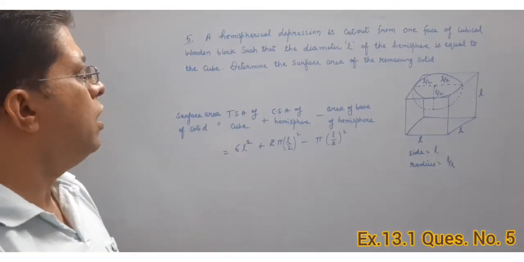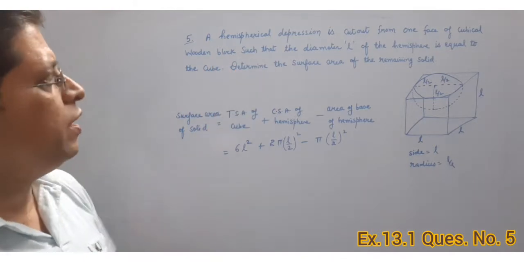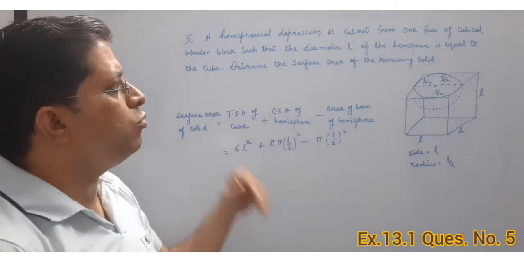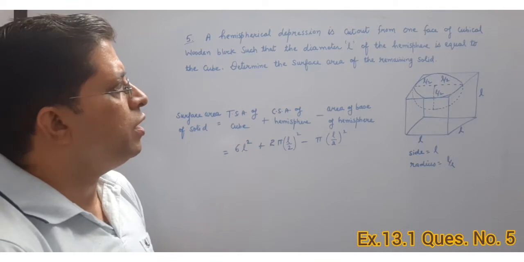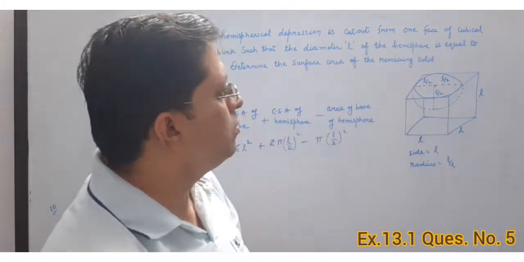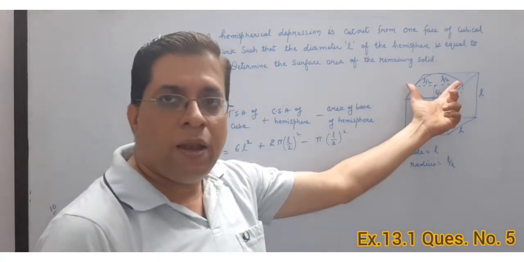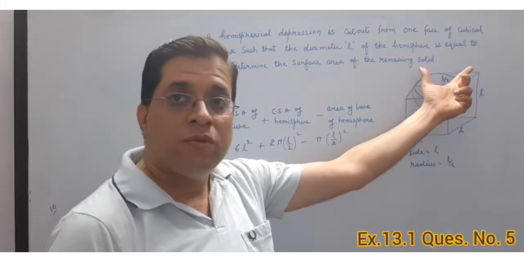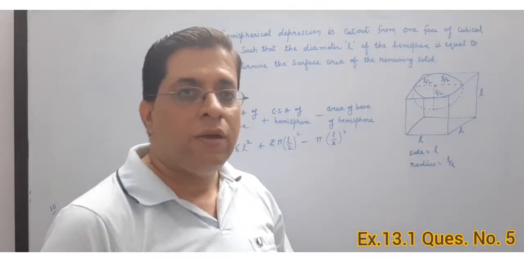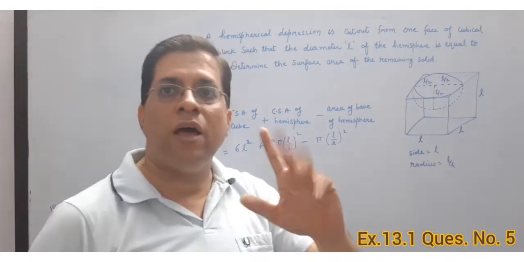Yes, the next question is: a hemispherical depression is cut out from one face of a cubical wooden block such that the diameter, that is L, of the hemisphere is equal to the side of the cube. Determine the surface area of the remaining solid. Here this depression is given, it is cut out and is a hemispherical depression. This diameter is L, which means the side of the cube will be L and the radius will become L by 2.